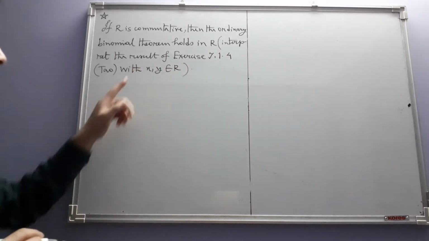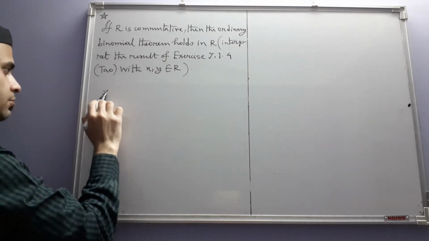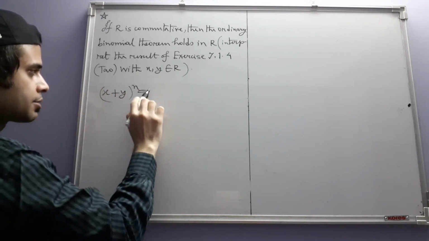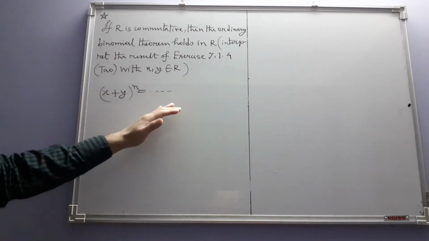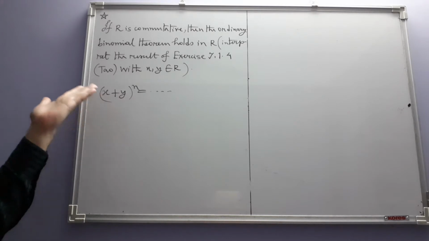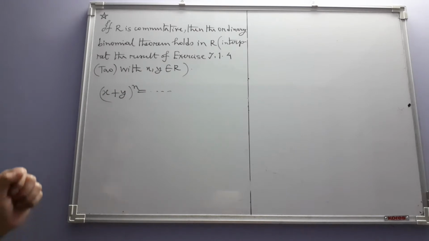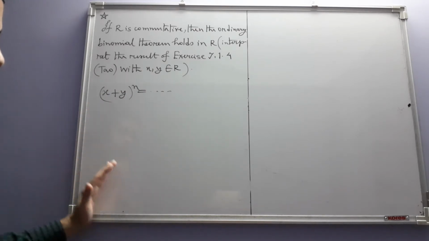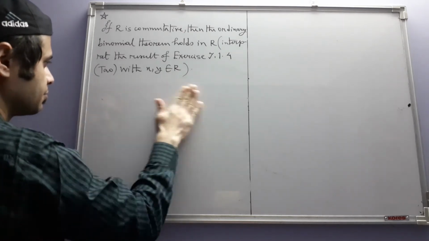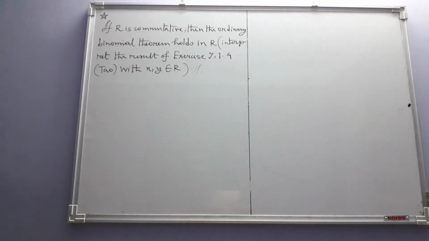What this exercise says is just the ordinary binomial theorem: if x and y are real numbers and n is a positive integer, then (x plus y) to the power n is equal to so and so. You already know what it is. So we can interpret this result, or the solution to this exercise, with x and y now being ring elements, not real numbers. And the solution goes through. It's exactly the same. Here the solution to the third exercise ends.